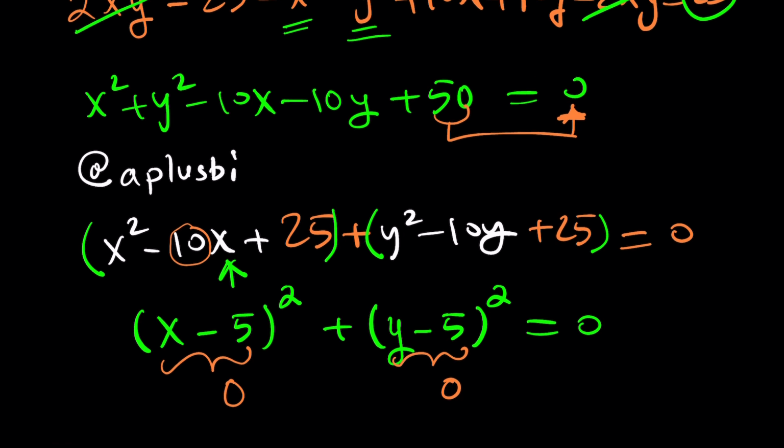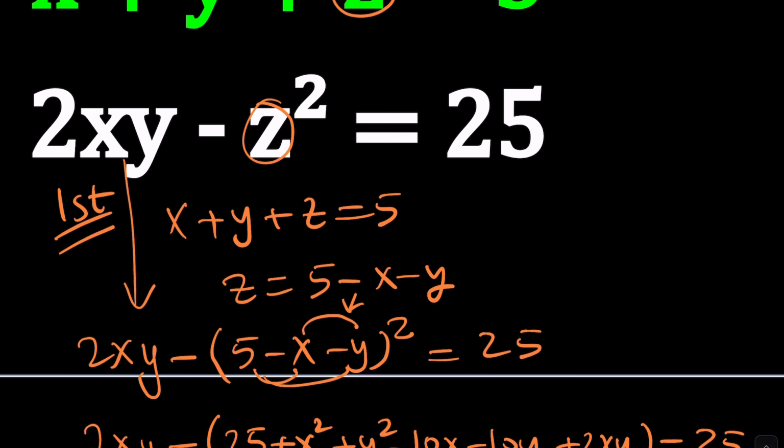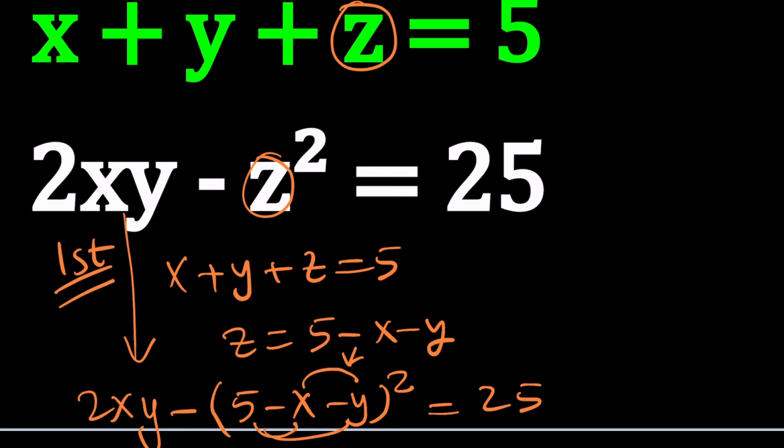But wait a minute, what about z? Let's go back. x plus y plus z is equal to 5, which means z is 0.